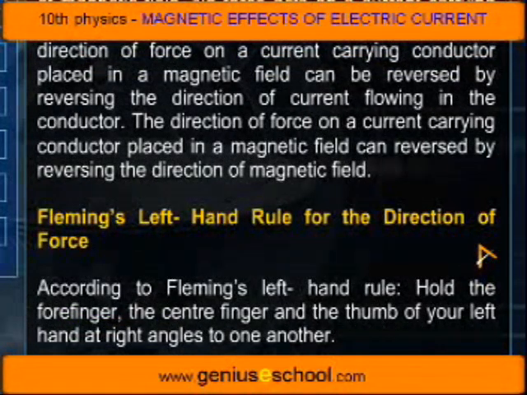The direction of force on a current carrying conductor placed in a magnetic field can be reversed by reversing the direction of current flowing in the conductor. The direction of force can also be reversed by reversing the direction of magnetic field. Fleming's left-hand rule for the direction of force.